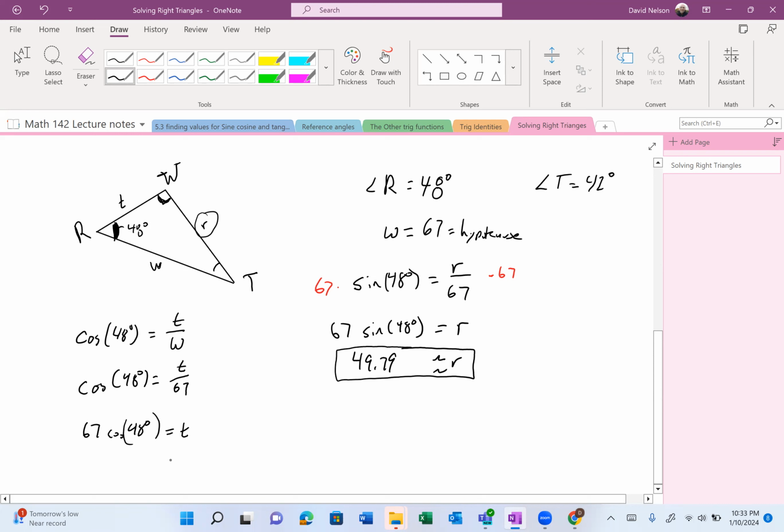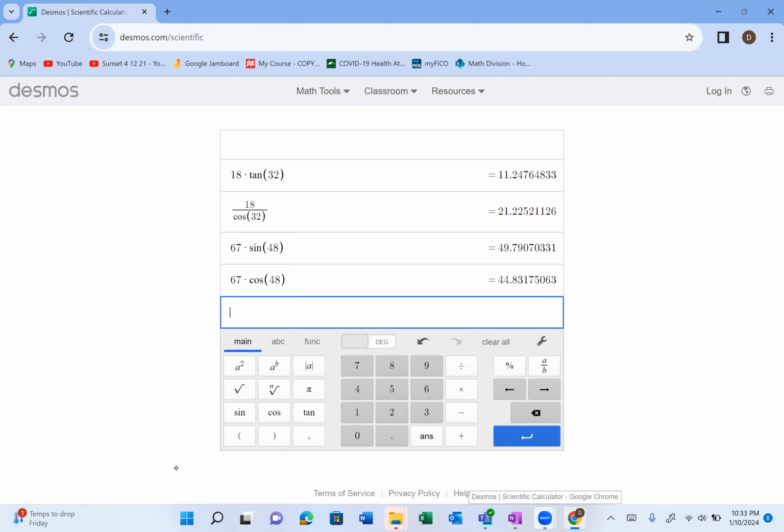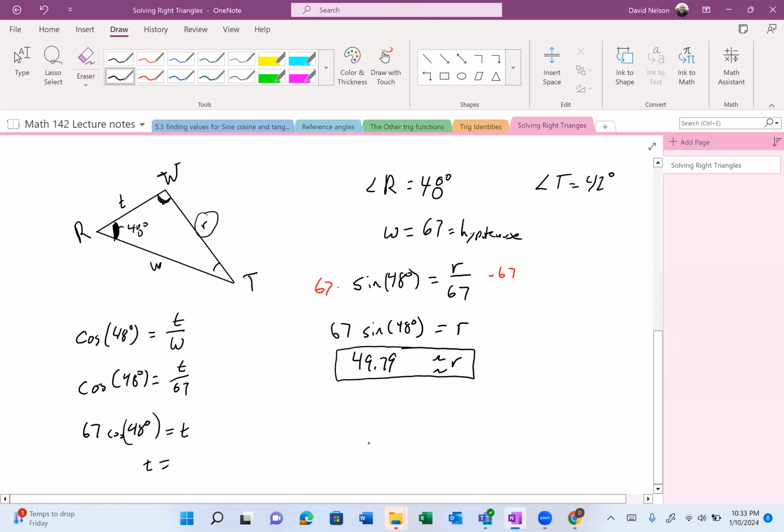And so let's jump over to the calculator and find an approximate value there. 67 times cosine of 48. Yep, we're still in degree mode. It is 44.83. 44.83 should be our value there. Whatever units I have there should be approximately equal. It's not exactly equal, but it's a good approximation.